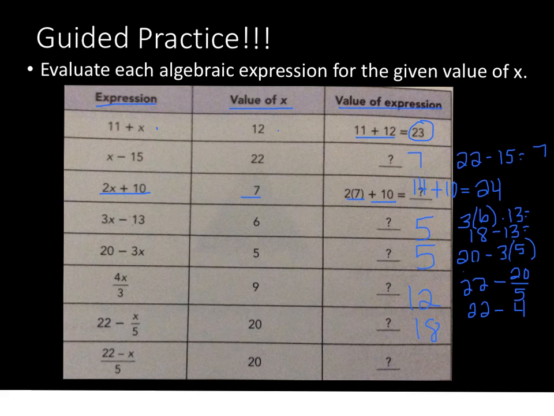And for the last one, I have 22 minus x divided by 5. So this is 22 minus, they said x is equal to 20 divided by 5. I'm going to go ahead and do 22 minus 20, which gives me 2/5.